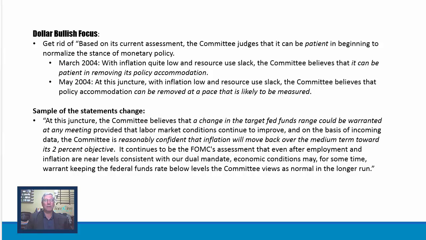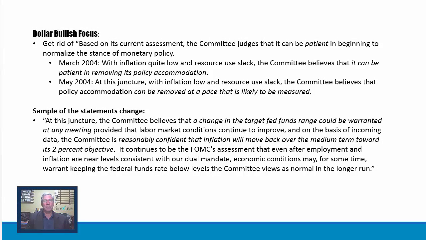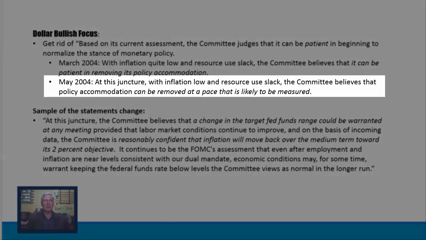In March 2004, the statement read like this: with inflation quite low and resource use slack, the committee believes that it can be patient in removing its policy accommodation. So the word patient was in that statement. At the next meeting in May 2004, they took out the word patient and replaced it with this: at this juncture, with inflation low and resource use slack, the committee believes that policy accommodation can be removed at a pace that is likely to be measured.